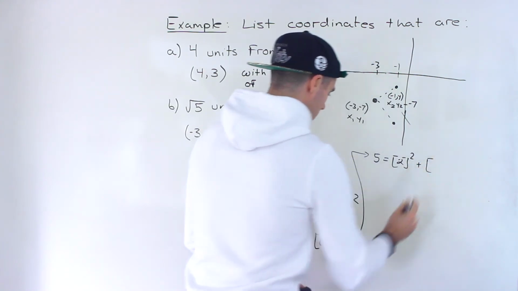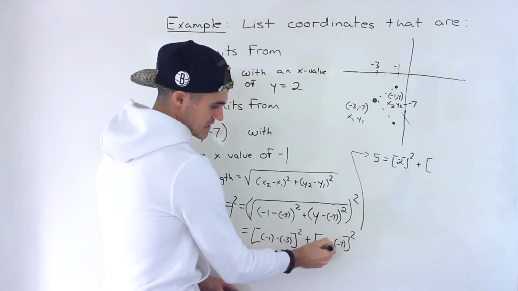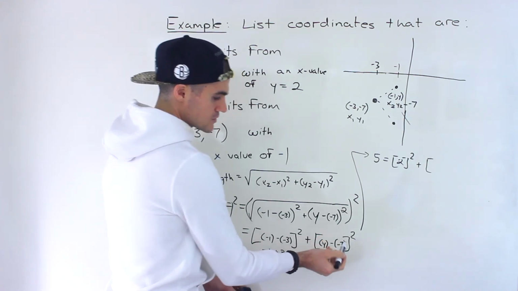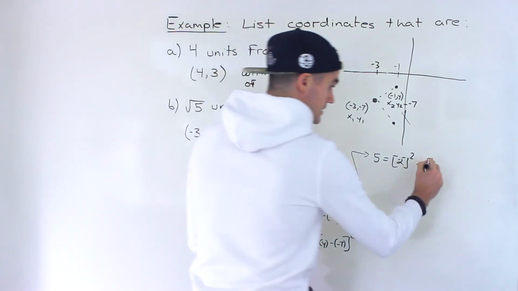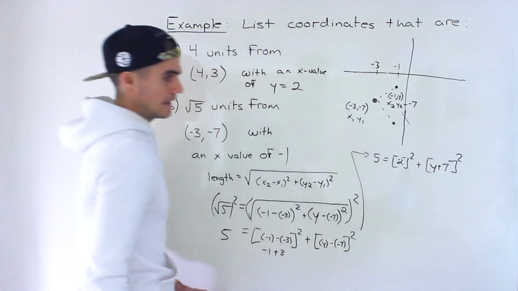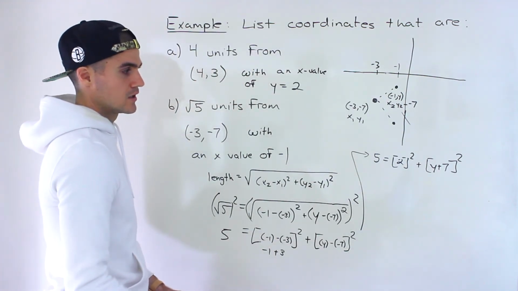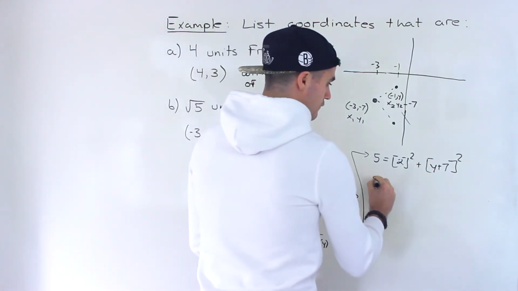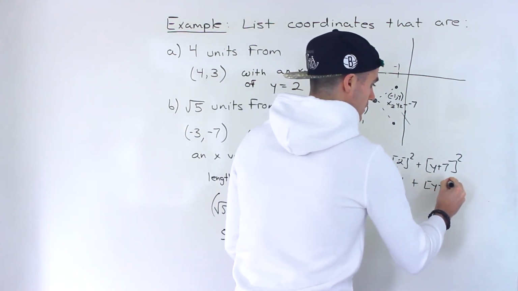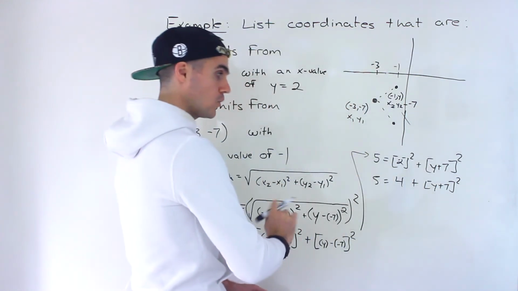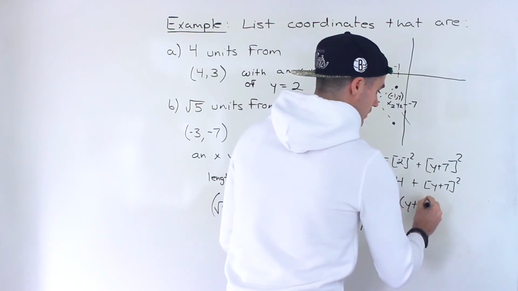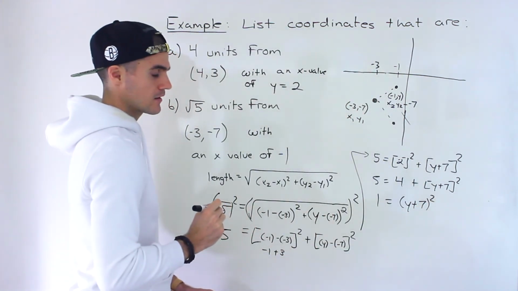Plus, over here, this can't simplify, the y and the -7, but notice these negatives turn into a positive, so we'd end up with y plus 7 over here. And then that's going to be squared. So what happens here? 5 equals 4 plus y plus 7 squared. Bring the 4 over, we'd end up with 1 equals y plus 7 squared, like that.